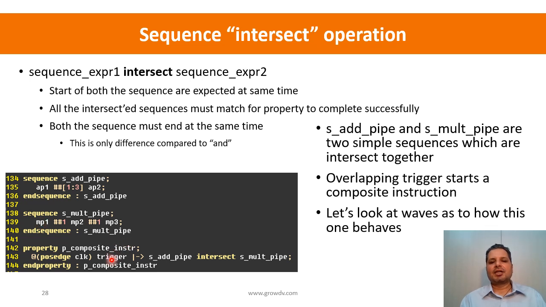And we have a trigger. Then we are writing a property. A property is sampled at the passage of clock, and the trigger is the antecedent, and then we are using the overlapping implication operator. So as soon as trigger is asserted on the same clock event, we expect the S add pipe sequence to intersect with the S mult pipe sequence. Okay, now let's look in the waveform how these behave.